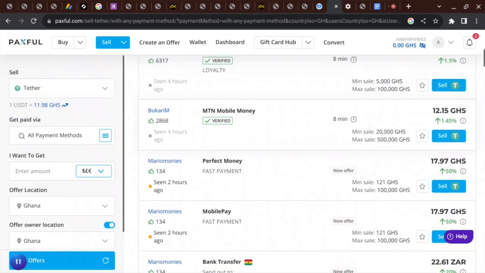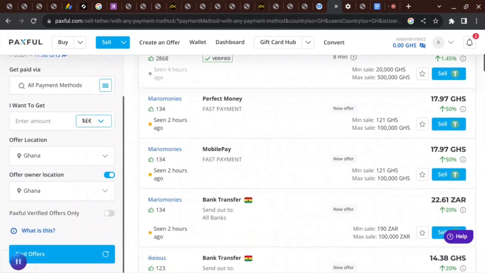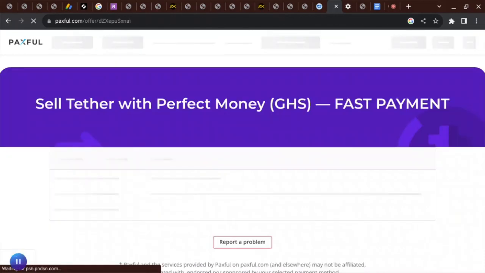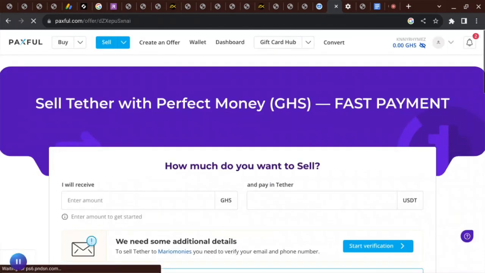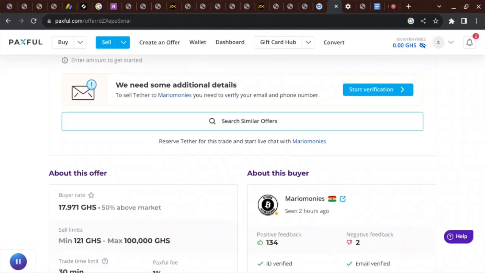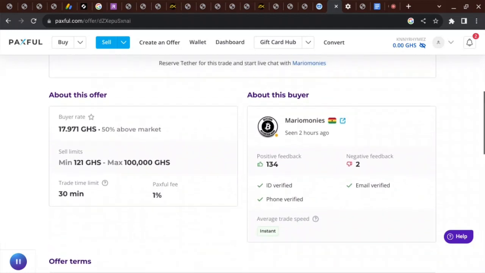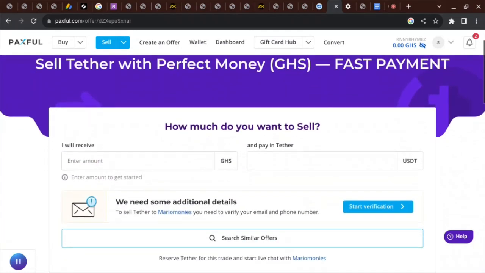So here we will get nice things. Have you seen this person, 700 Ghana cedis, 17 Ghana cedis? Let me jump straight to trade with that person. So remember I spent 12 Ghana cedis on this thing. So if I'm selling this thing to a person who wants to buy it at a rate of 17.971, that means it's a big win for me.